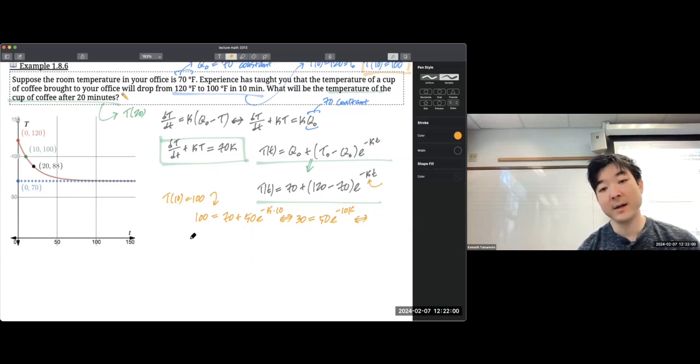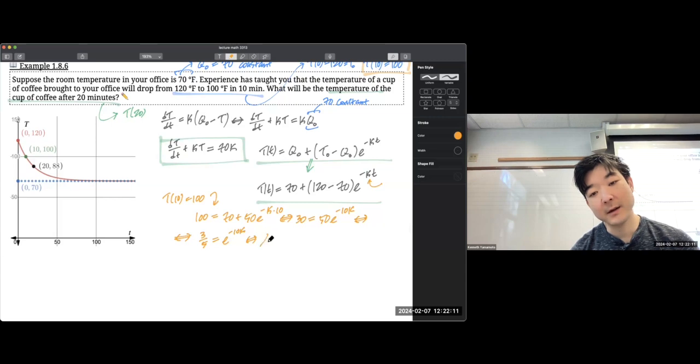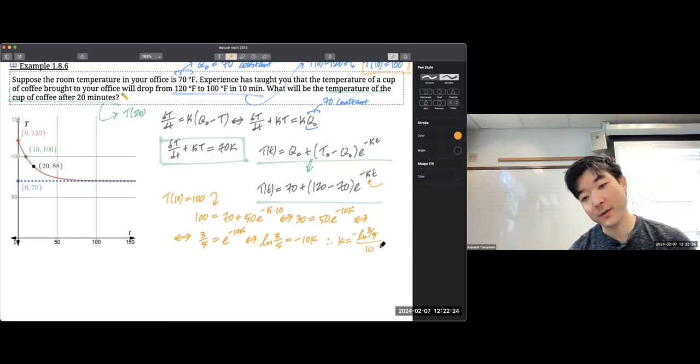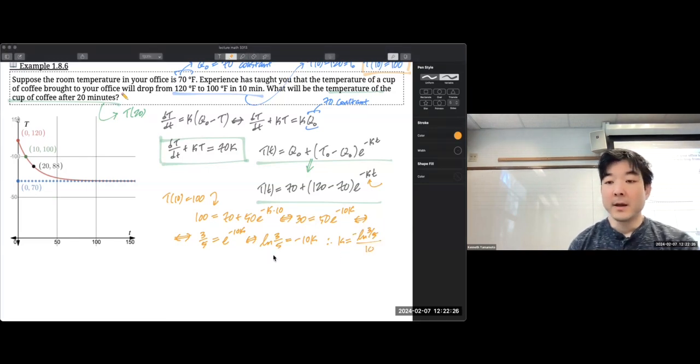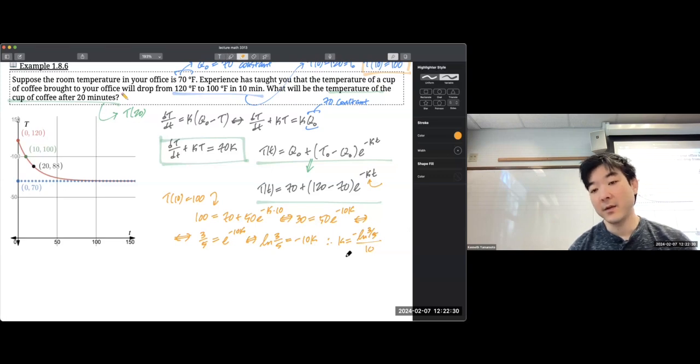And then you can divide both sides by 50, and you get 3 over 5, simplifying the 30 over 50, equal to e to the negative 10k. You can take the ln. Ln of 3 over 5 is equal to negative 10k. Therefore, your k is equal to negative ln of 3 over 5, over 10. This is still positive because ln of 3 over 5 is negative.